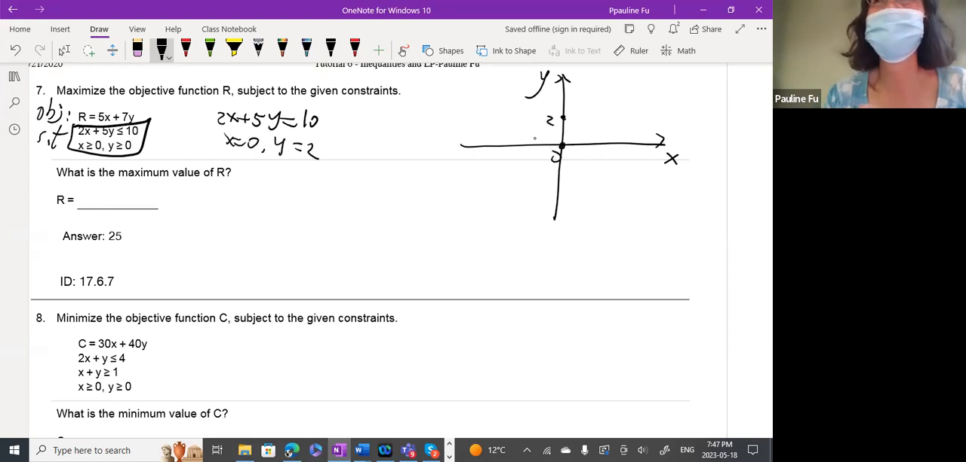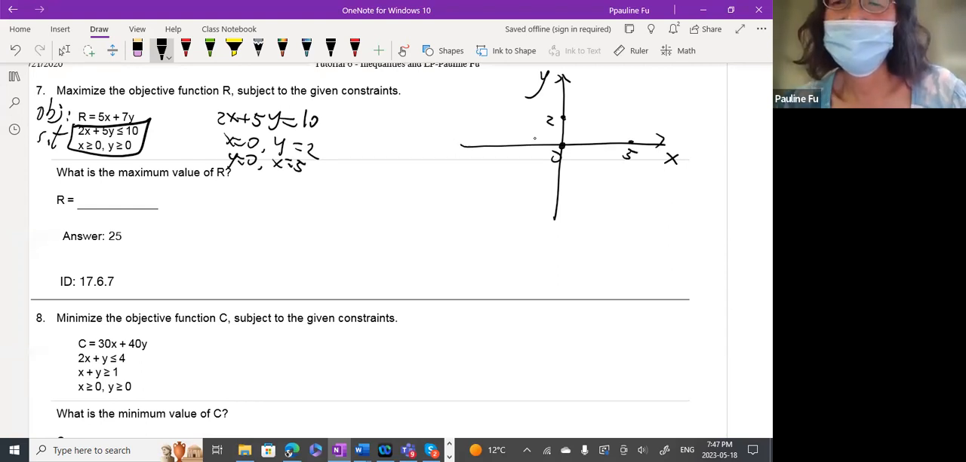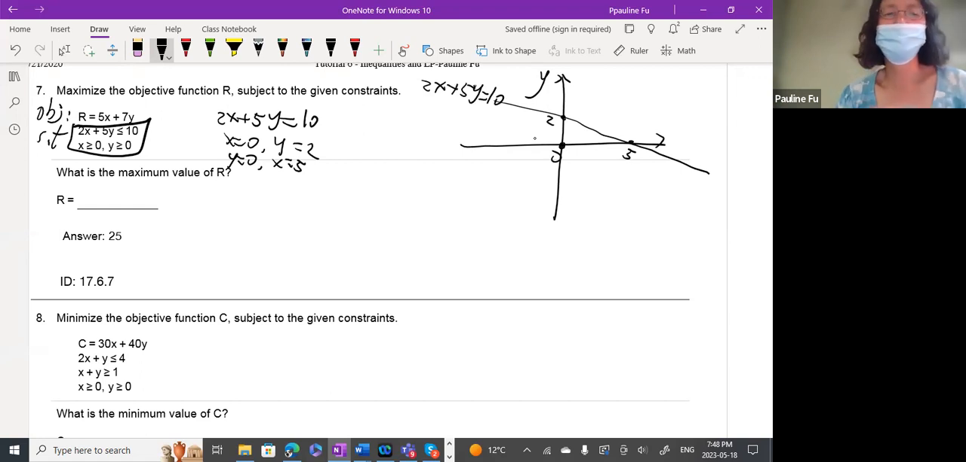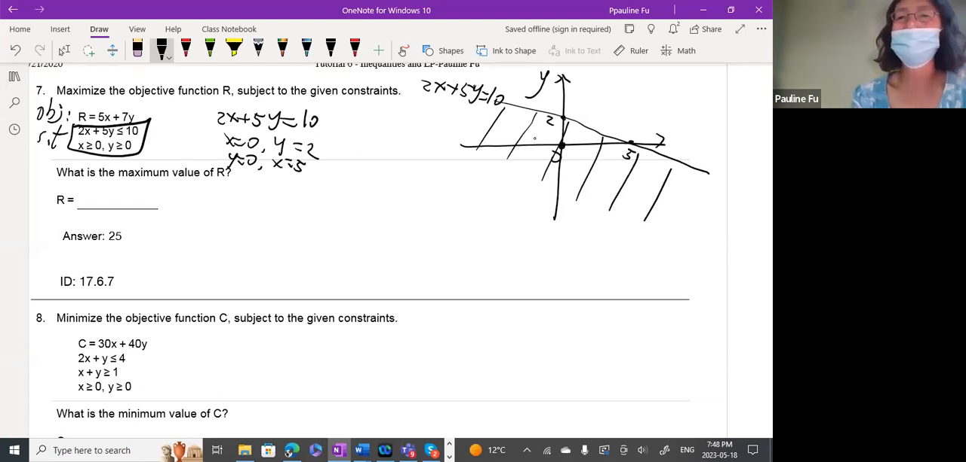So x is 0, y is 2. And when y is 0, x equals 5. So this straight line is here. This straight line represents 2x plus 5y equal to 10. But the original says smaller or equal to 10. This straight line divides the plane into 2 parts, upper part and lower part. Which one represents smaller? This one represents smaller. Why? You plug in any point here, it satisfies smaller or equal to 10. Okay, so we identify that part.